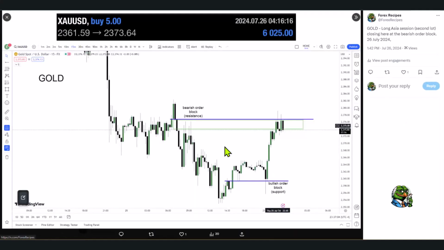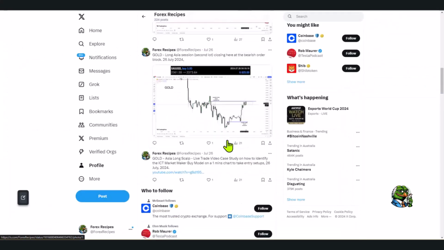That's this trade here. That there is the 9:30 p.m. Asia session long trade into this order block up to the resistance level, which is this bearish order block. There's a great video on this trade. I don't know if that's the exact chart or might be earlier. Anyway, go and find it.